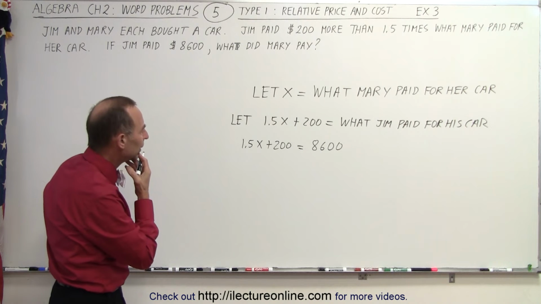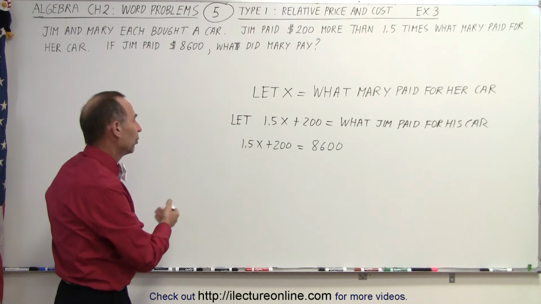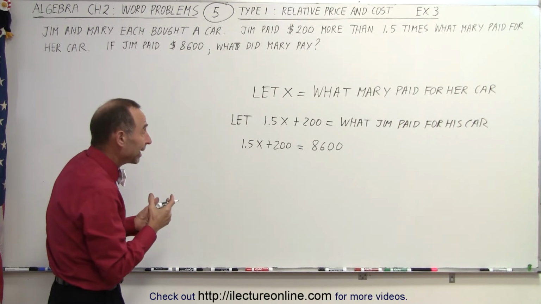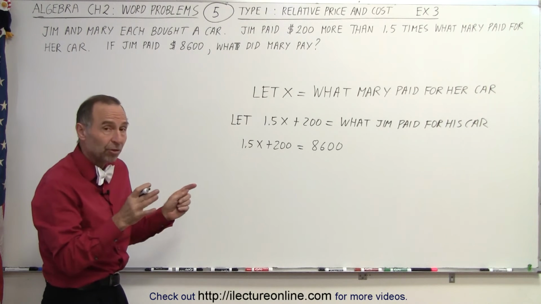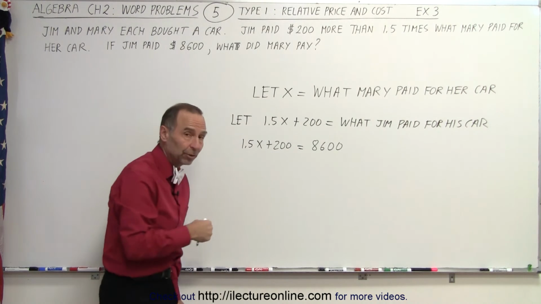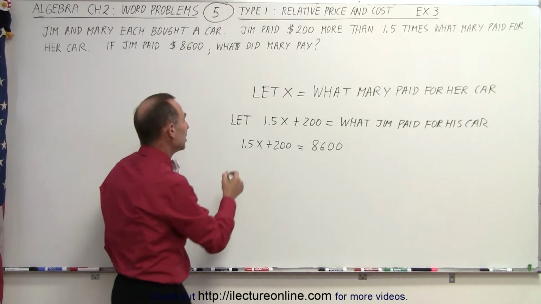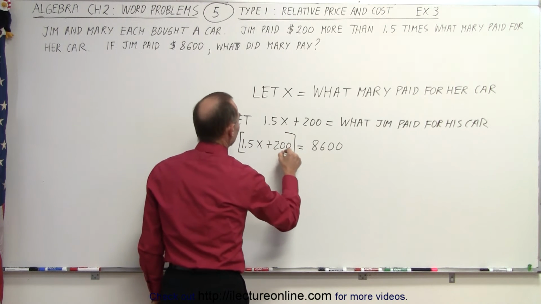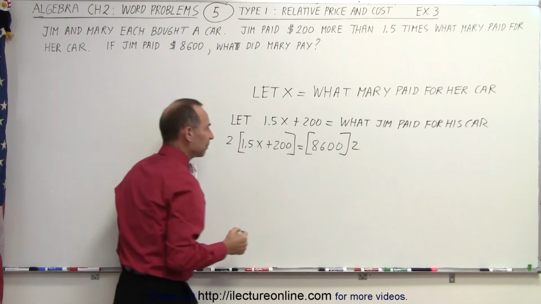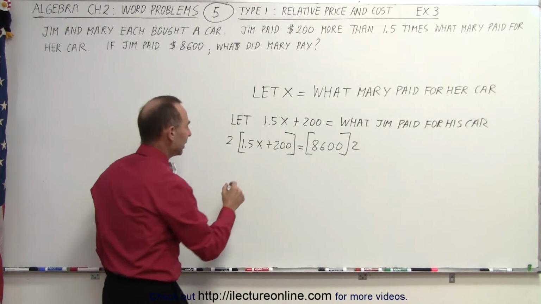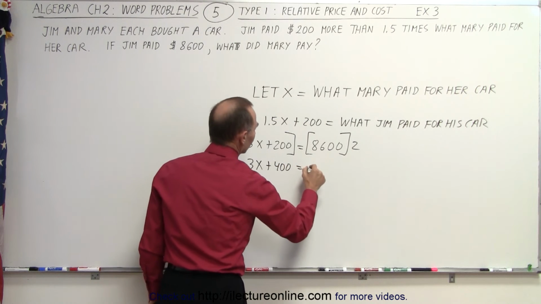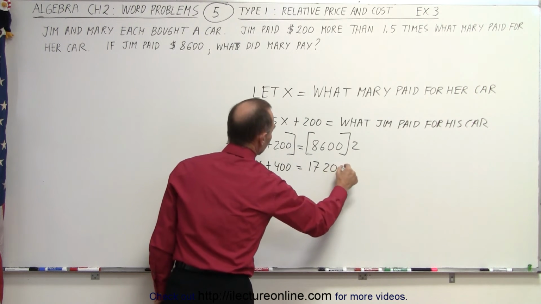First, what we want to do is get rid of the decimal. So we can do that by multiplying everything by 10, or we could multiply everything by 2 to keep the numbers a little bit smaller, because 2 times 1.5 is 3, and then the decimal disappears. So that may be the easier thing to do. So let's multiply the left side by 2, and then of course we also have to multiply the right side by 2 as well. When we do that, we get 3x plus 400 equals 17,200.